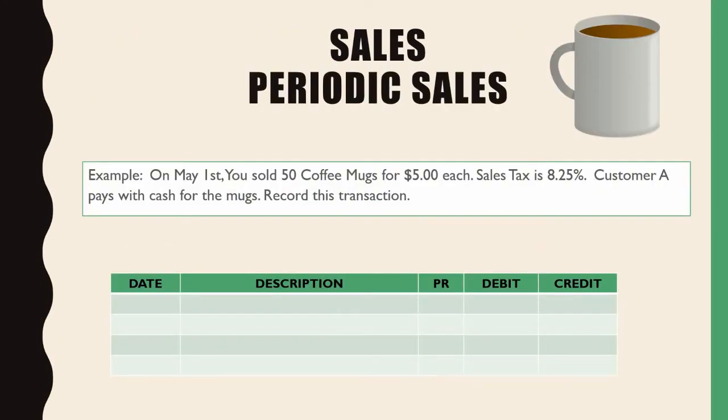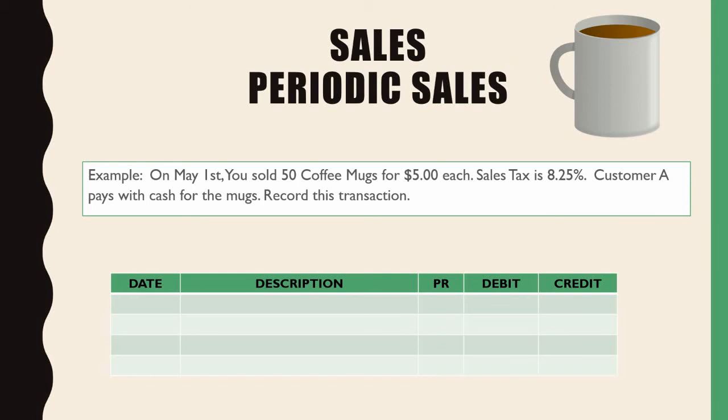All right, so we're going to look at our first example. So here we made a sale, okay? The example says on May 1st, you sold 50 coffee mugs for $5 each. Sales tax is 8.25%. Customer A pays with cash for the mugs. Record this transaction. So what are my journals and what am I looking at?